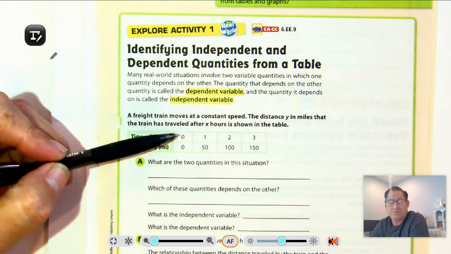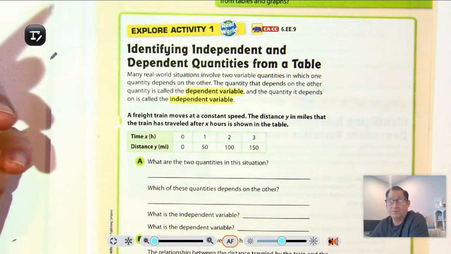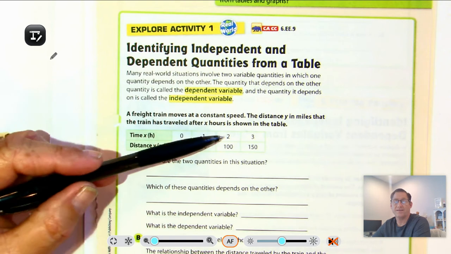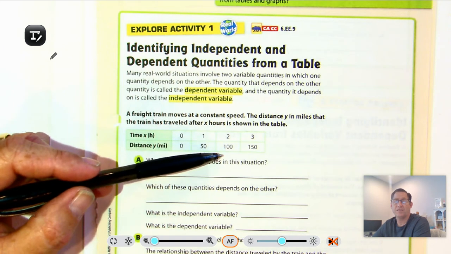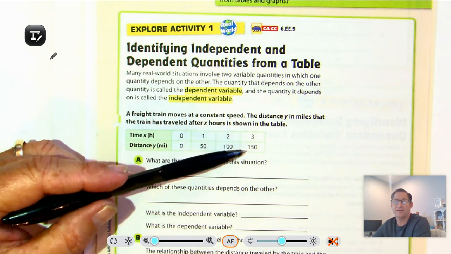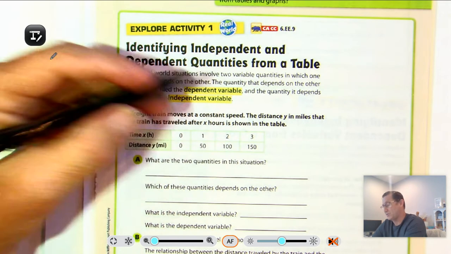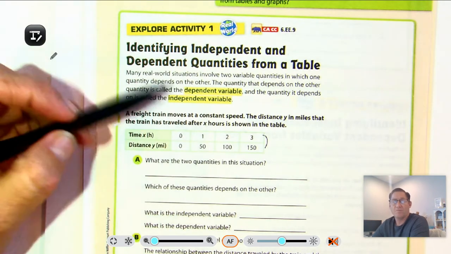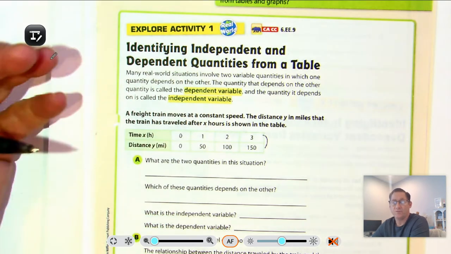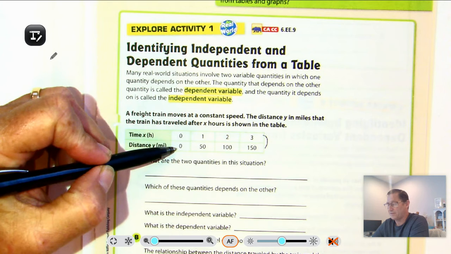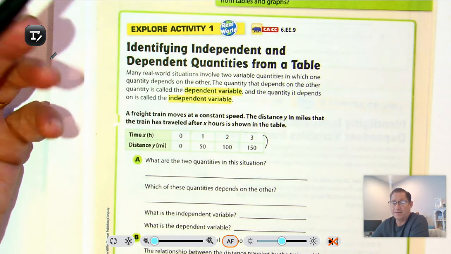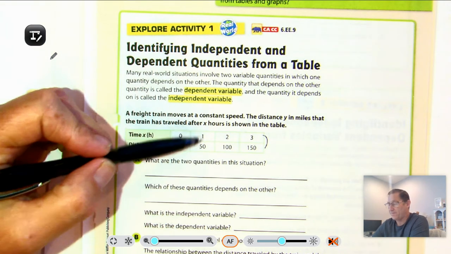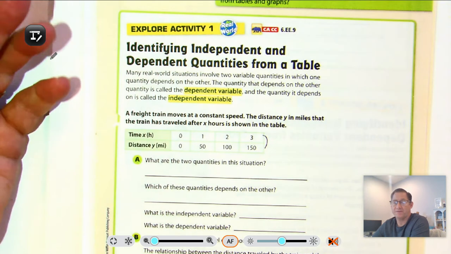So obviously if you have traveled no hours, you haven't traveled anywhere. At the end of 1 hour, the train's traveled 50 miles. At the end of 2 hours, the train traveled 100 miles. At the end of 3 hours, the train traveled 150 miles. And so you'll remember that we have been practicing in earlier grades about what patterns we notice in tables, right? And so here, zero, it could be zero plus zero, it's probably not. It could be zero times zero, again, it's probably not. If we have one, how do we go to 50? Well, that's plus 49 or times 50, right?